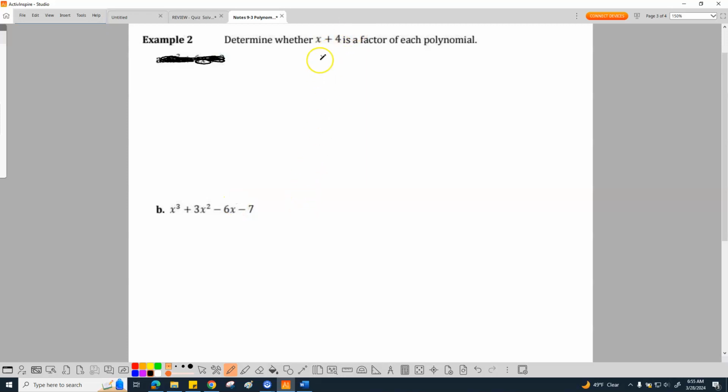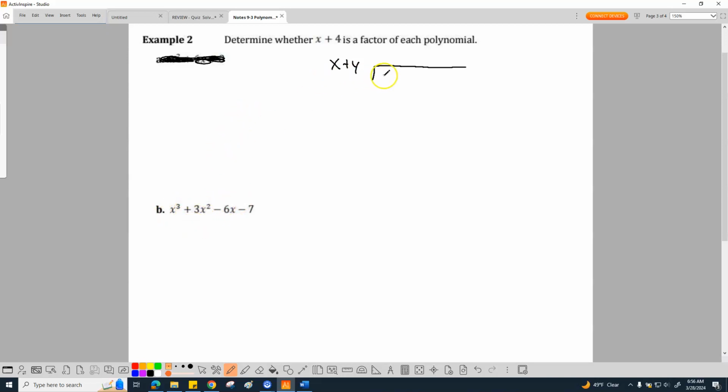So we're going to go ahead and set it up. It wants to know, is x plus 4 a factor, meaning does it go into it perfectly? Does it go into this polynomial down here perfectly? And a polynomial is just a term for equations or strings of variables, like x cubed, x squared, etc. So it's just what we call math sentences, essentially.